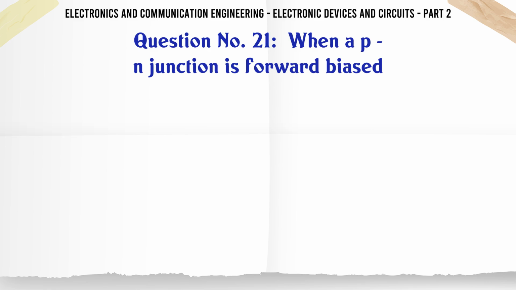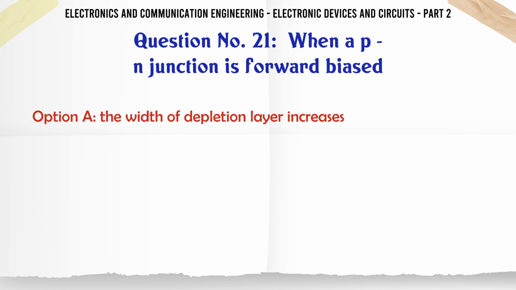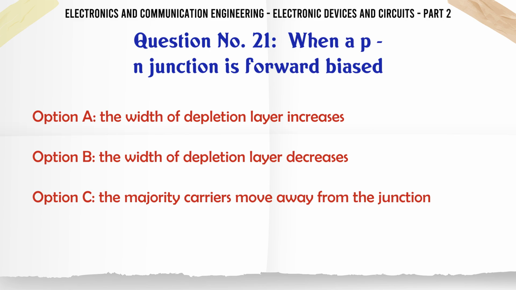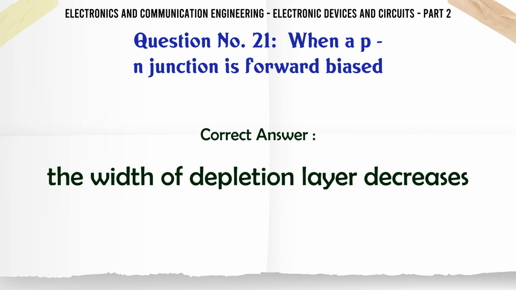When a p-n junction is forward biased: A, the width of depletion layer increases; B, the width of depletion layer decreases; C, the majority carriers move away from the junction; D, the current is very small. The correct answer is the width of depletion layer decreases.